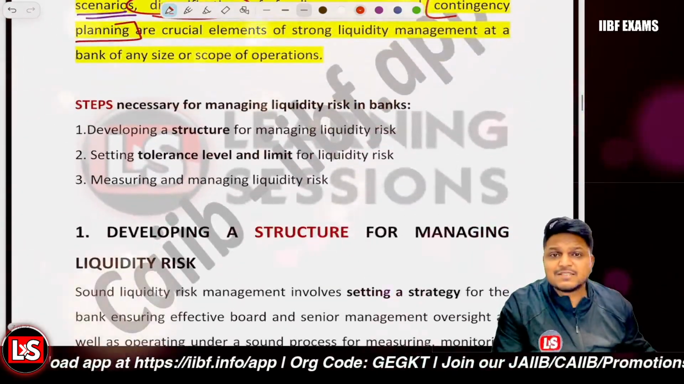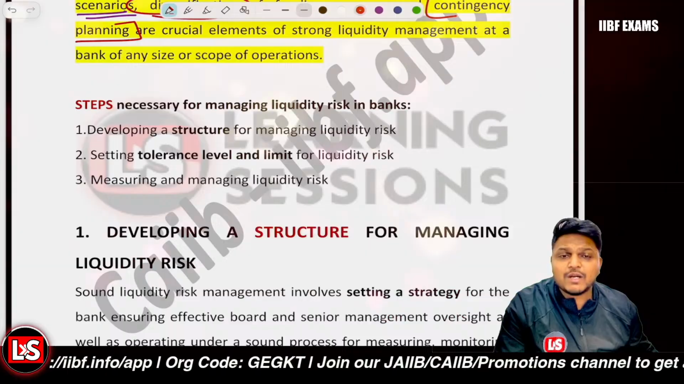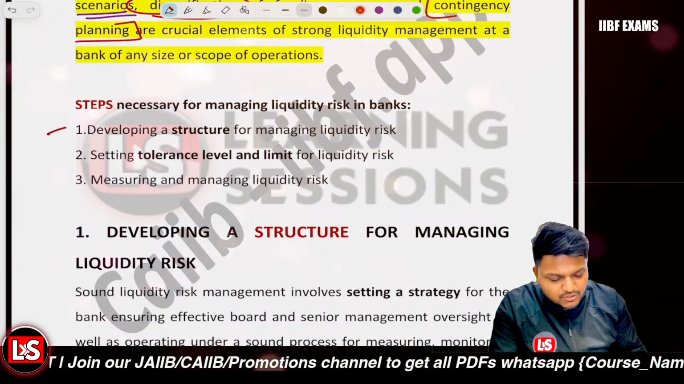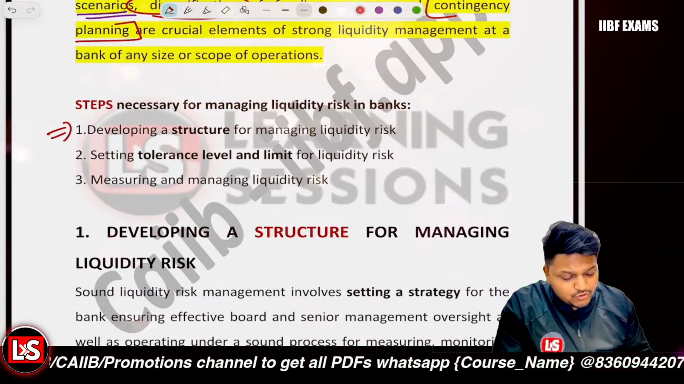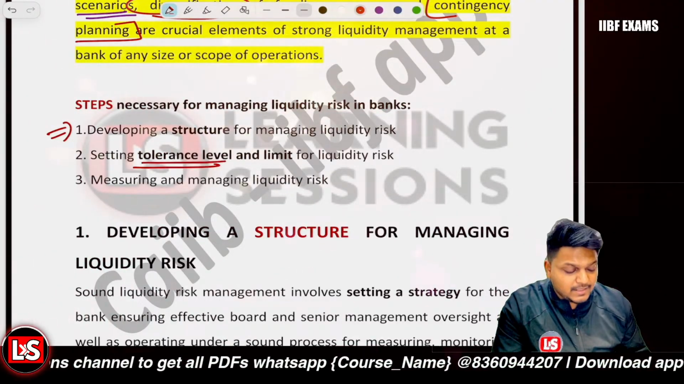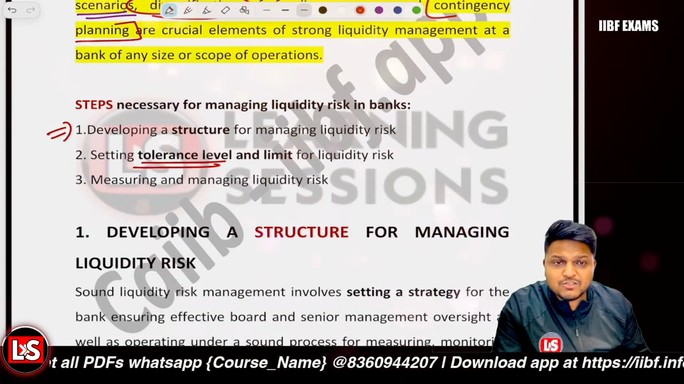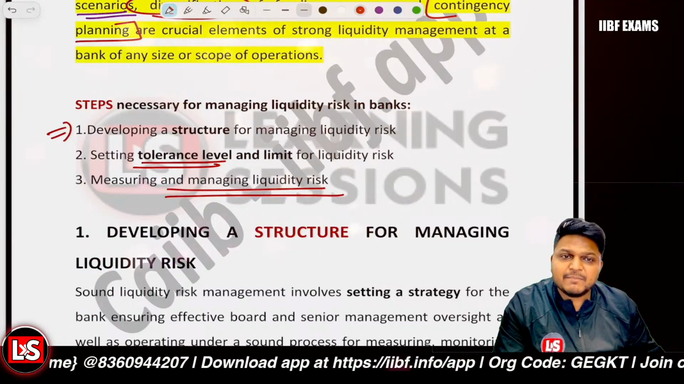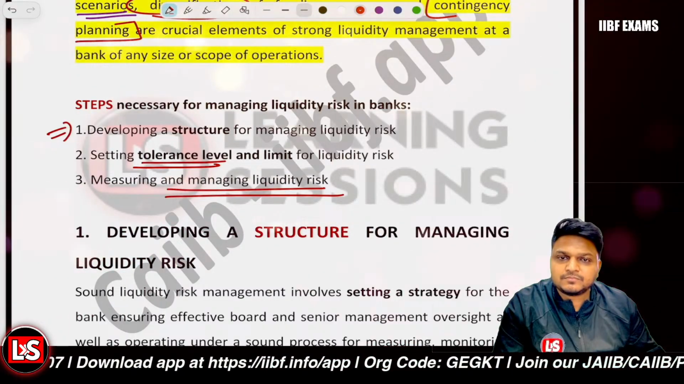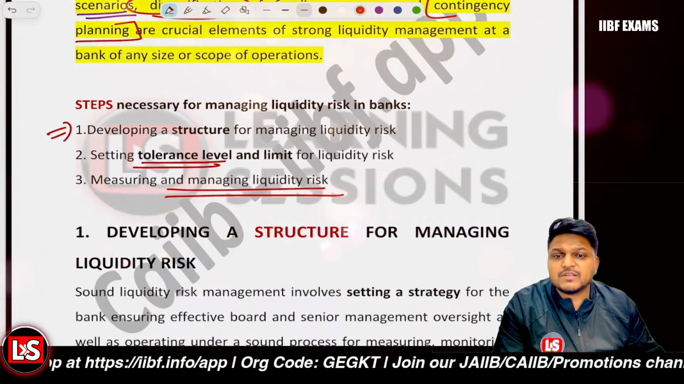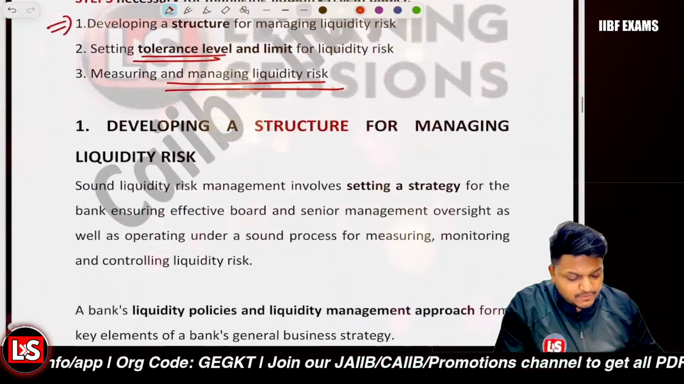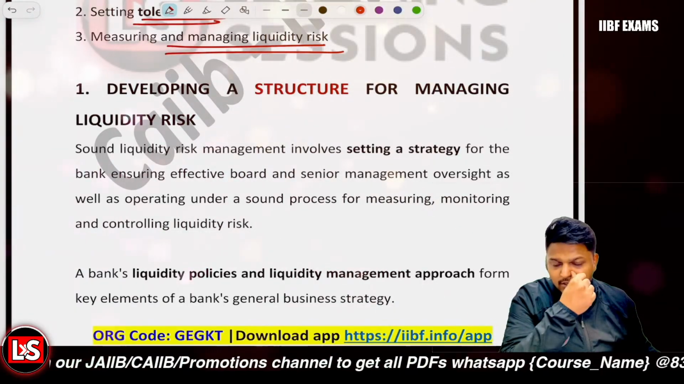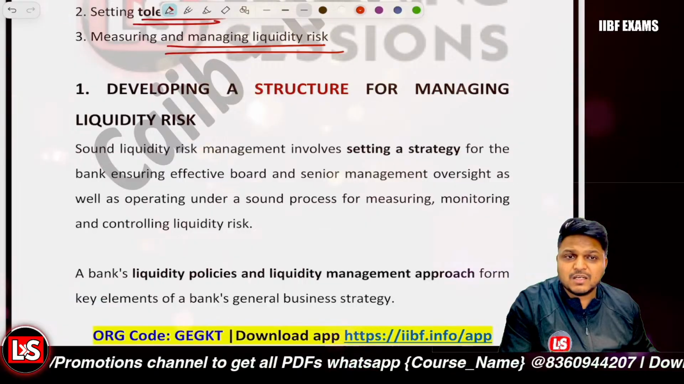And further, what are the steps in liquidity risk management? The first is that we should be developing a structure for liquidity risk management, and we should be setting up the tolerance limits and tolerance levels, and we should be measuring and managing the liquidity risk. We are to take care of these things specifically. Then further, it's related to developing a structure for managing the liquidity risk.